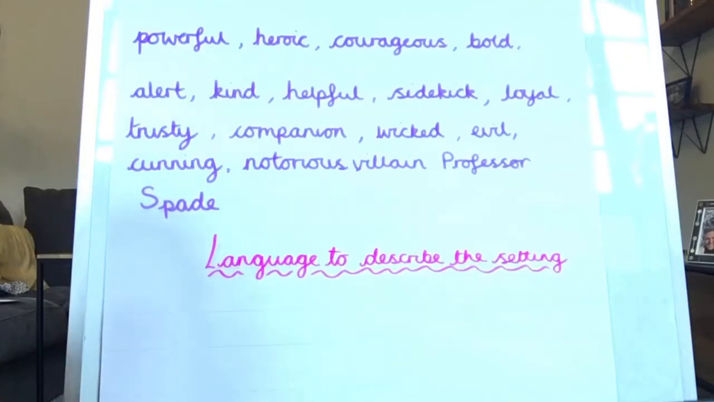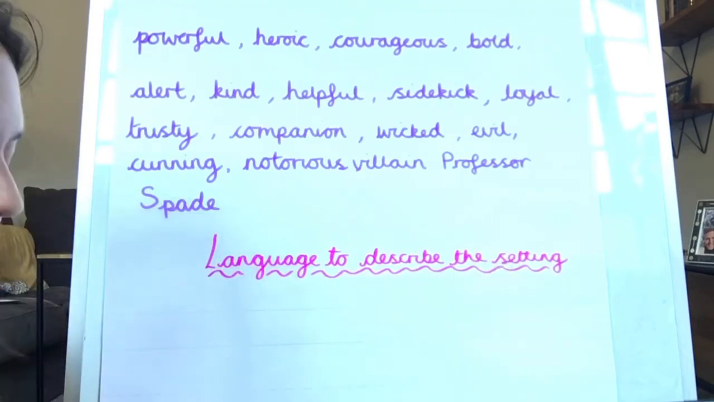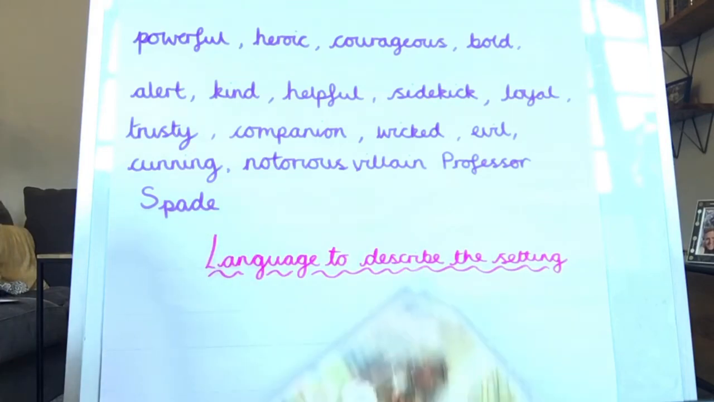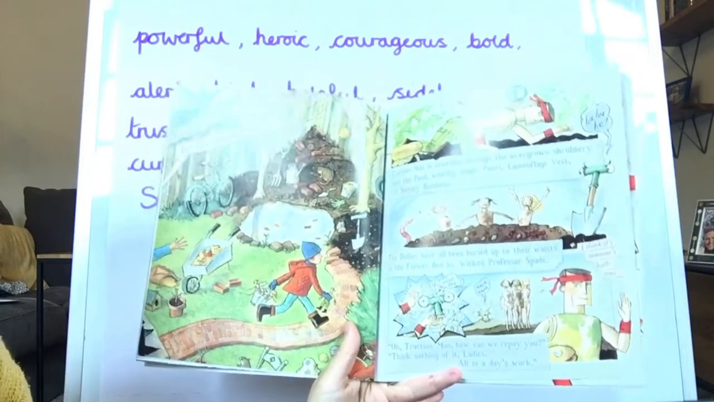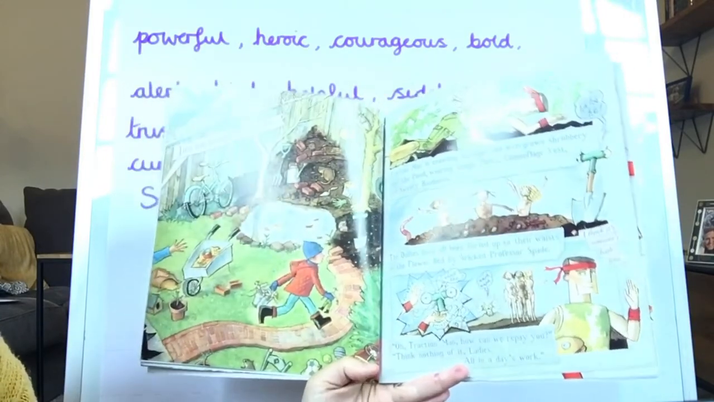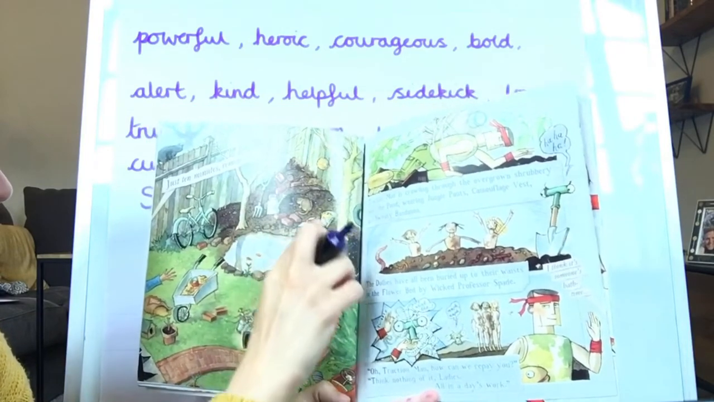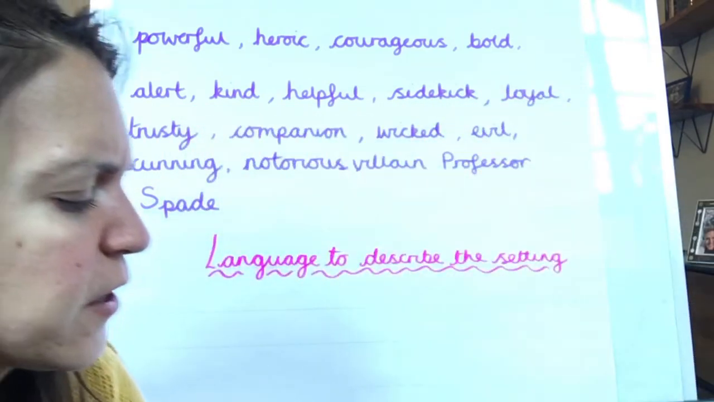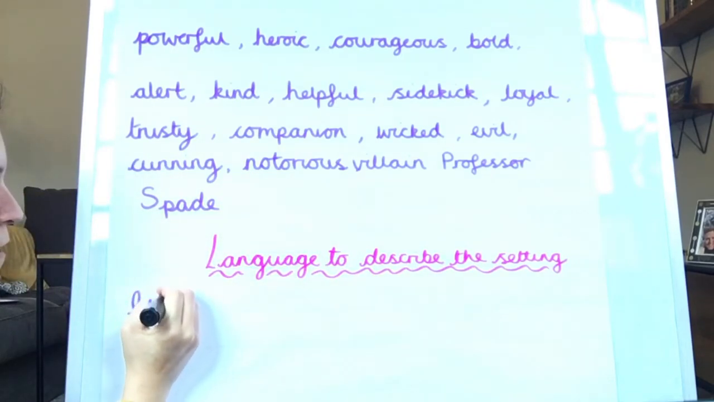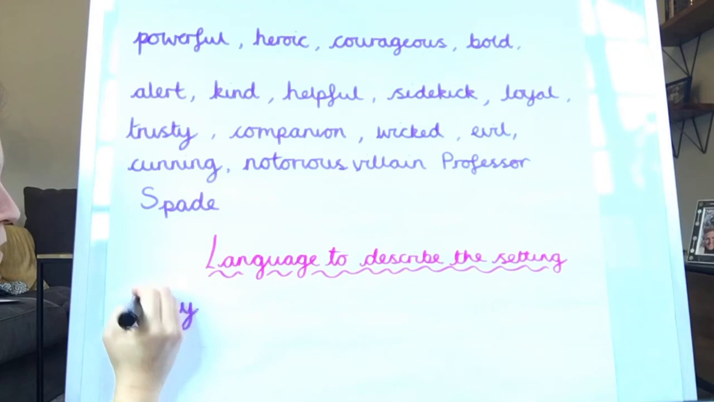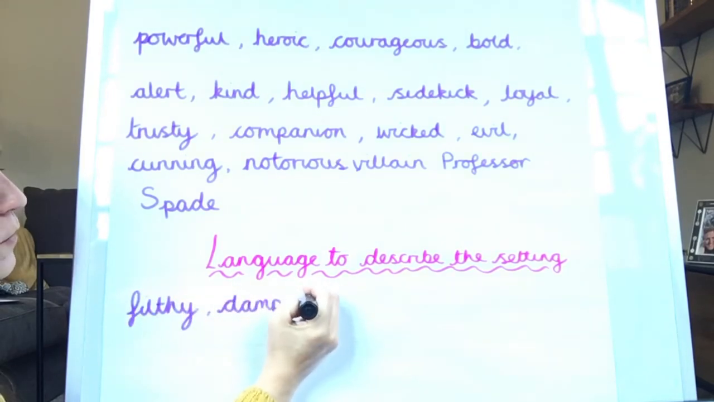Okay, now I have language to describe characters. I need language to describe the setting. Now, the setting means the place that the story is in. And I've chosen to have my story in the garden. So what could I say about the garden? Oh, there's a huge pile of soil, isn't there? So I could say filthy, damp soil.